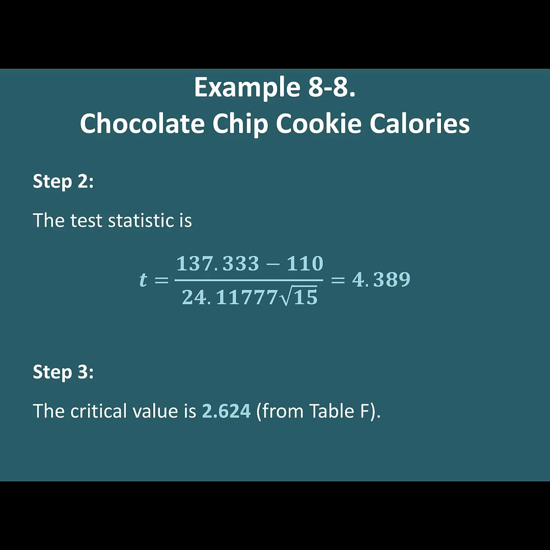Also, we can calculate the critical value. Here we get 2.624. And we're looking at table F with degrees of freedom 14, because we have 15 data values minus 1 is 14. And we're looking at the fact that we have an alpha level of 0.01. That's how I got 2.624. I invite you to pause the video here and verify that you agree that this is indeed our critical value.